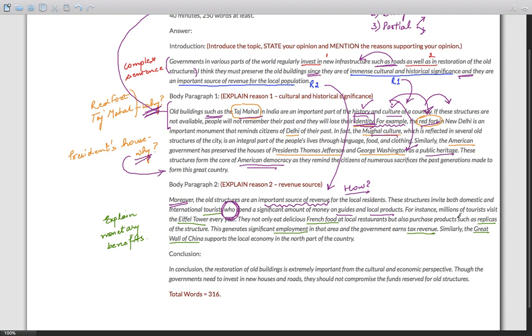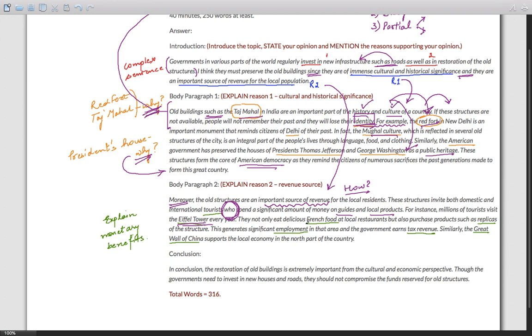For instance, millions of tourists visit the Eiffel Tower. Now here's this very specific response. Please note that till now I have given very, very specific responses. Taj Mahal, Red Fort, Mughal culture, Delhi. I've named the presidents, American democracy. Okay, here again it is very specific. Eiffel Tower, French food. Okay, you will note in further discussion.